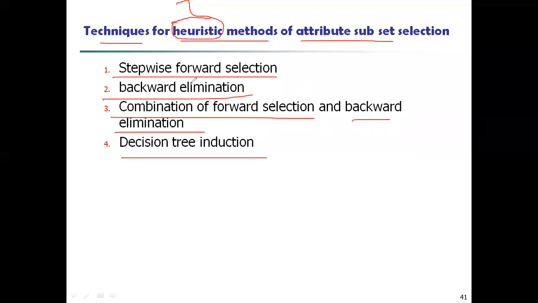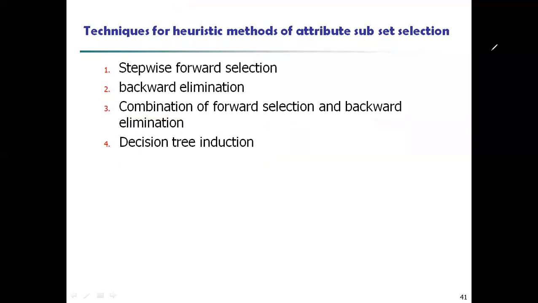By using all these methods, we are going to select the attributes of a table or remove the attributes from the table. We're going to reduce the attributes of a table by following any one of these methods, these techniques. Let us discuss the techniques one by one.